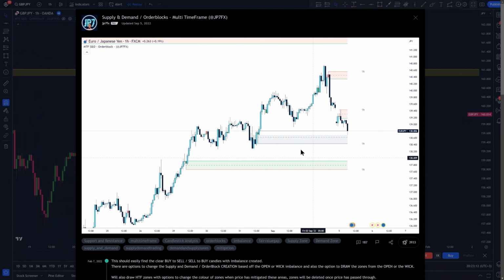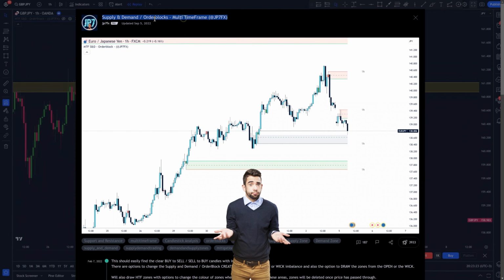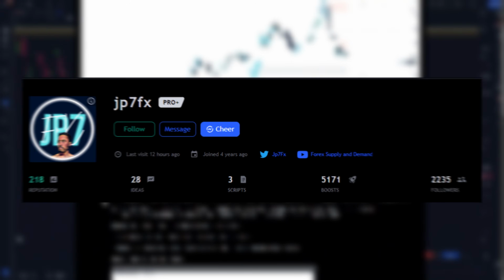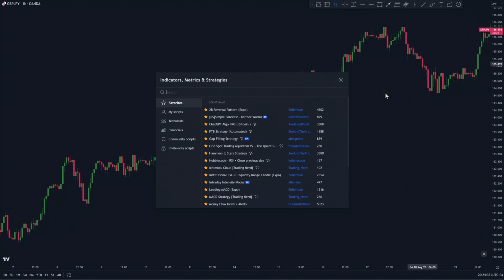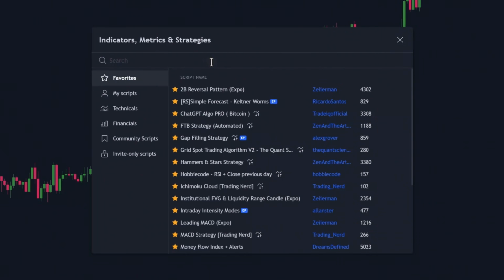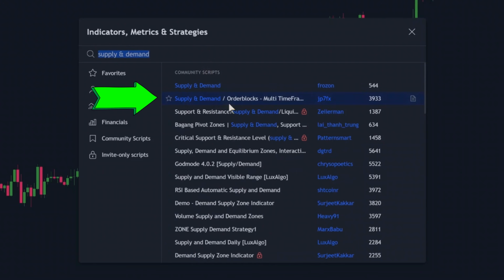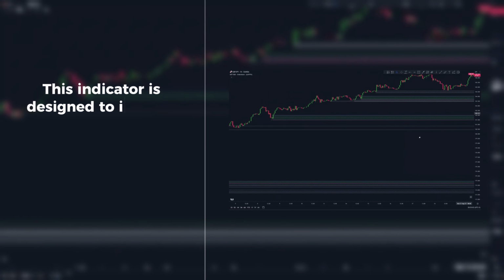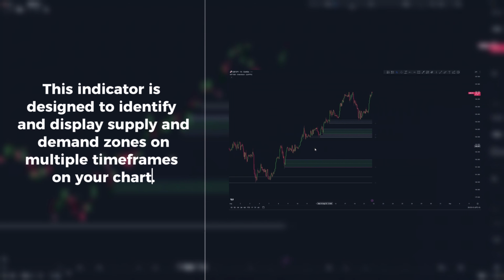An indicator called... What the heck is that? This is the name of that indicator. Let's just call it supply and demand indicator. This indicator was created by JP7FX in February of 2022. To add it to your chart, open the indicator search tab and type in supply and demand. Select this one by JP7FX. This indicator was designed to identify and display the supply and demand zones on multiple timeframes on your chart.